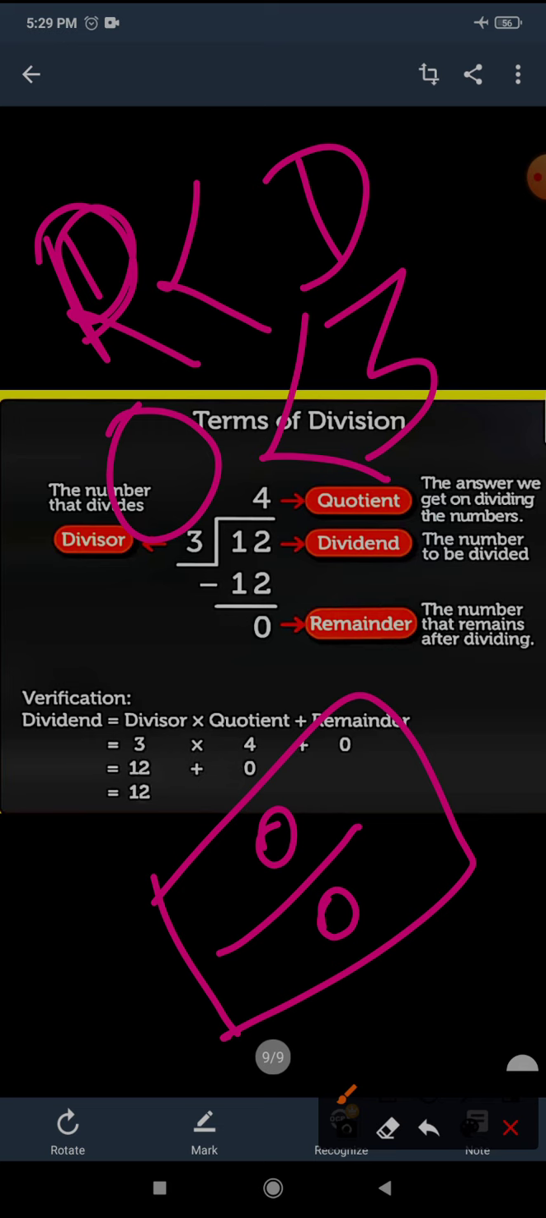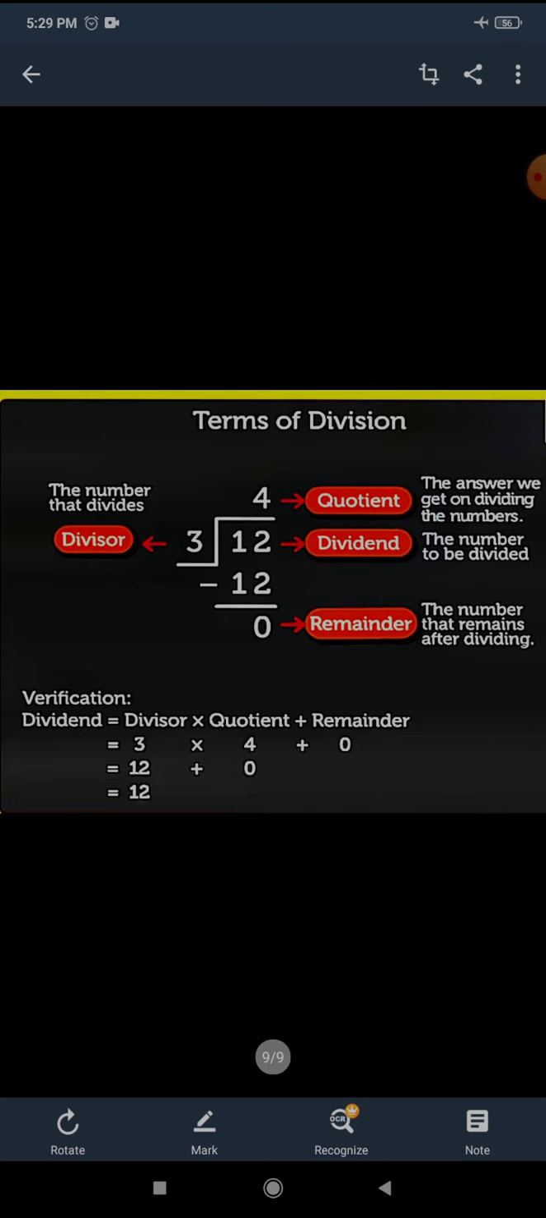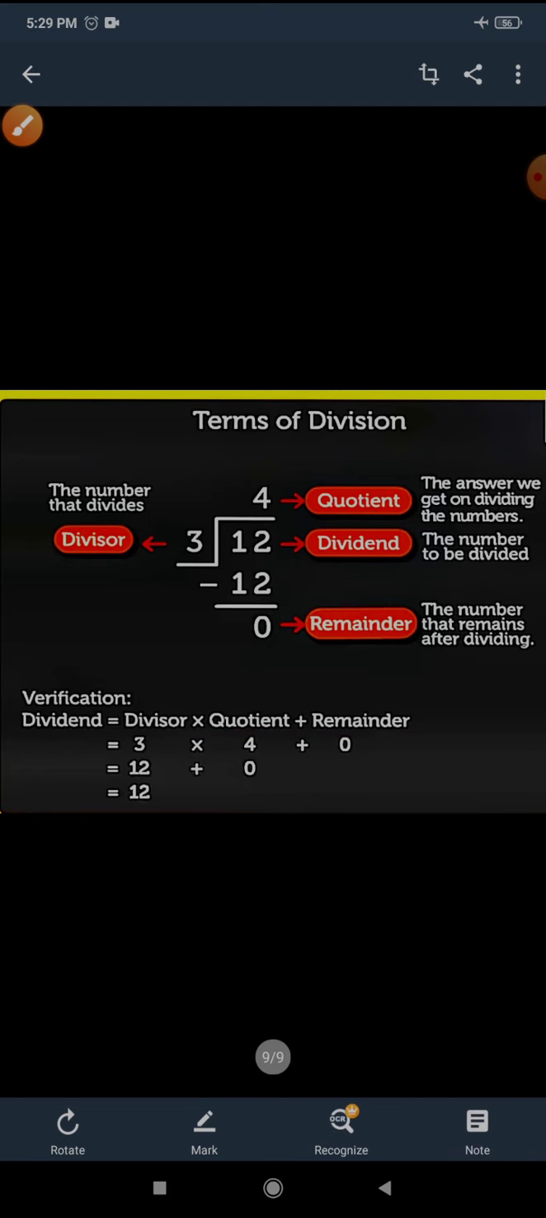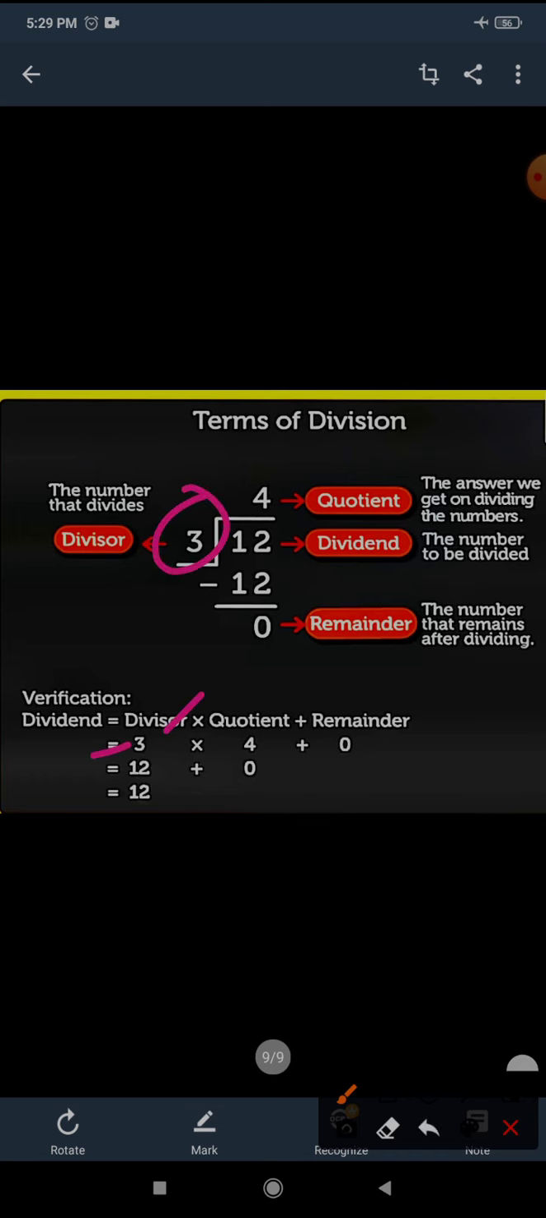Now did you notice that the quotient is equal to the number of times we subtracted? We subtracted 4 times, and 4 is your answer also. So I am sure that you remember. Now let's verify. How to verify? One formula that you have to keep in your mind: dividend is equal to divisor into quotient plus remainder. Now put in the values. Divisor is 3, so write 3, into quotient, quotient is 4, so write 4, and remainder is 0, so write 0.